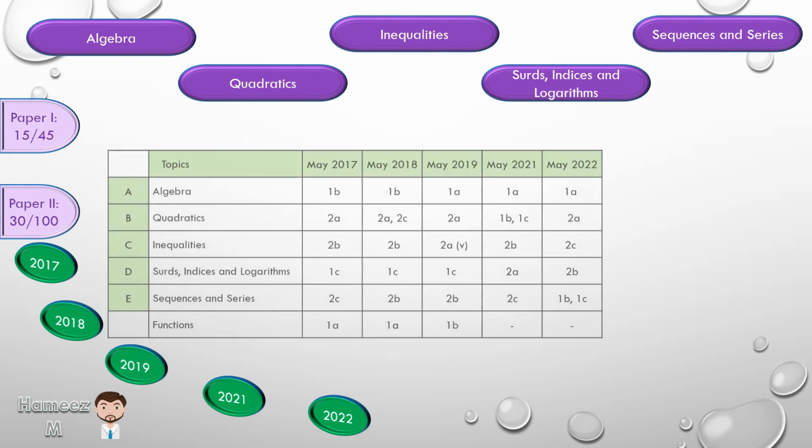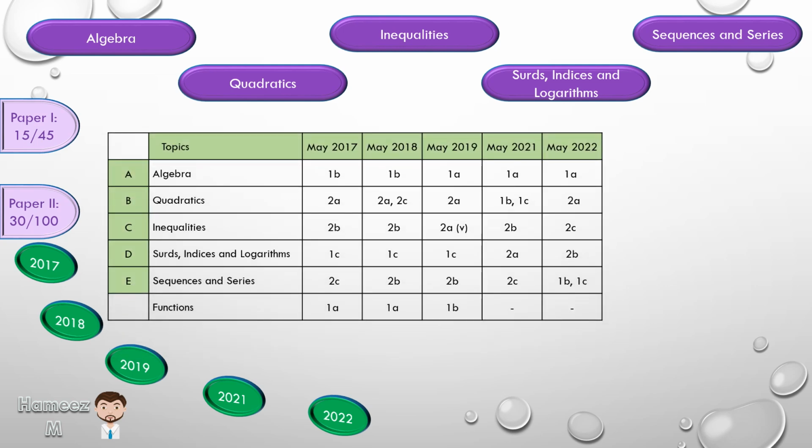As we look at the table, we can see the 5 subtopics are tested each year over the 5 years from May 2017 until 2022. Let's recall that in May 2020, there was no Paper 2 CSEC Additional Maths exam. And we can see when we're looking at functions that by May 2021, it was no longer tested or on the syllabus.